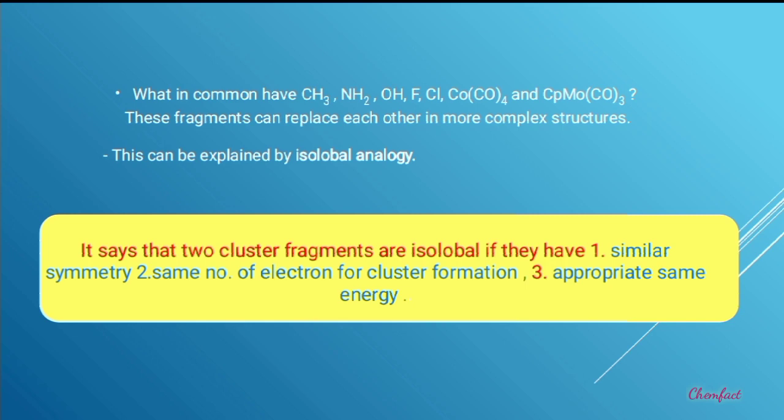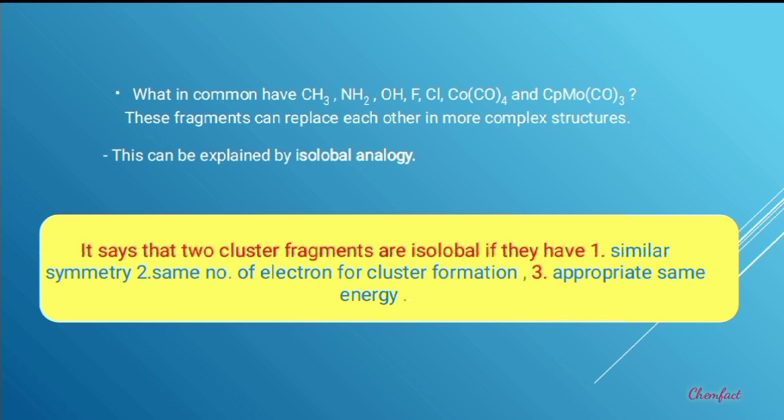So, in the above question, we see what CH3, NH2, OH, and the two complexes have in common. In CH3, carbon has 4 valence electrons and each hydrogen has 1 electron. So CH3 has a total of 7 valence electrons. Similarly in NH2, nitrogen has 5 and each hydrogen carries 1. So NH2 as a whole carries a total of 7 valence electrons. Similarly OH also has 7 electrons.